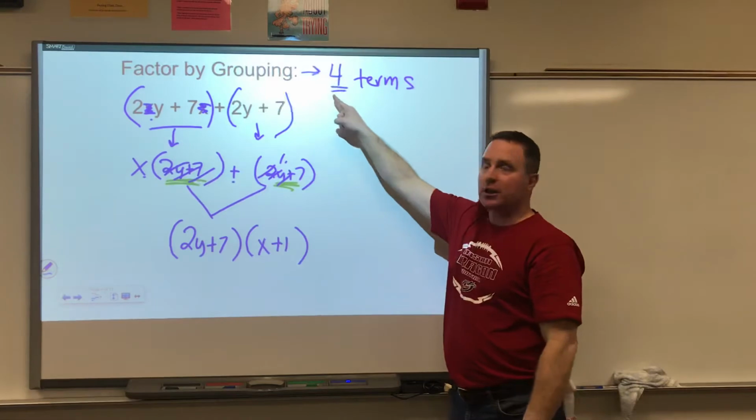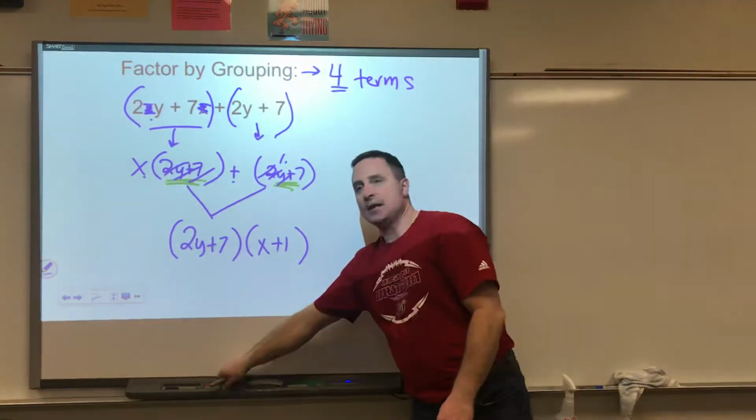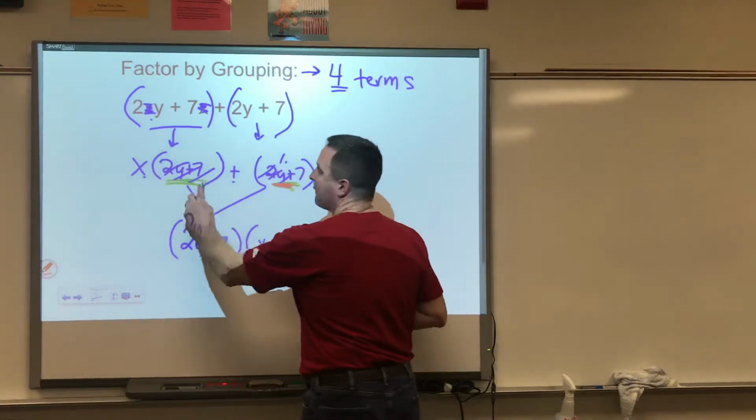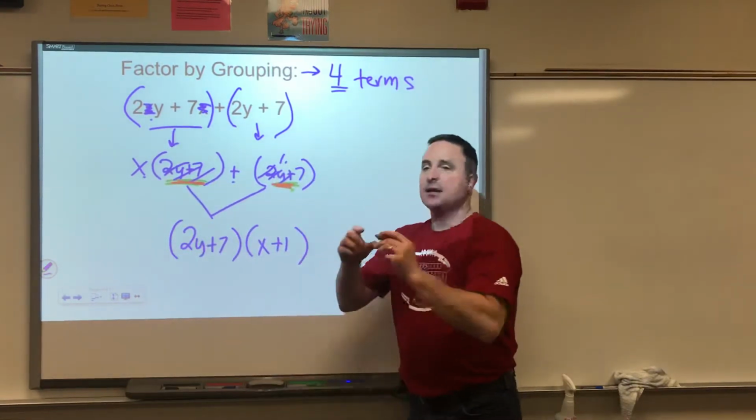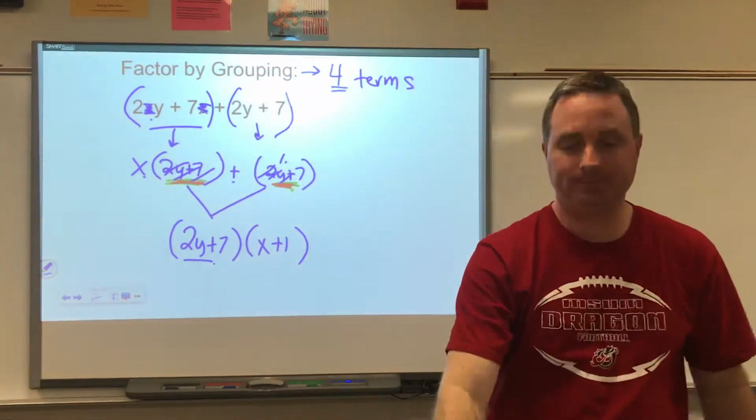It's when there are 4 terms, we group 2 at a time, and then factor out their greatest common factors. And in grouping, we're going to have that little expression that we take out and put out in front.